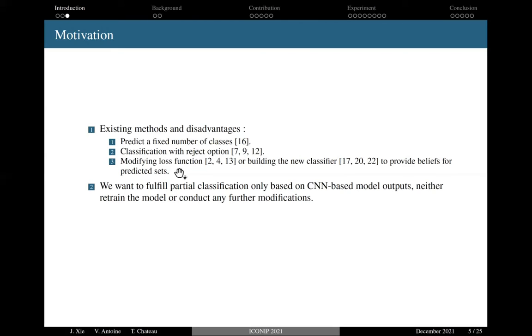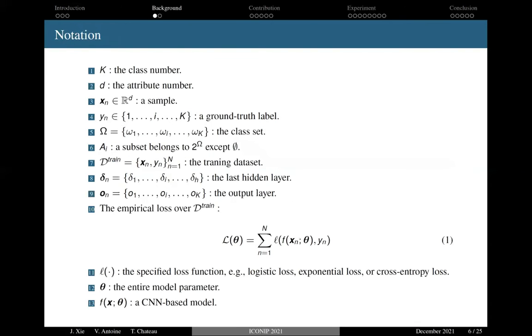Third, modifying loss function or building the new classifier to provide beliefs for predicted sets. It's necessary to reduce the computation and time complexity. So we want to fulfill partial classification only based on model outputs, neither retrain the model or conduct any further modifications.